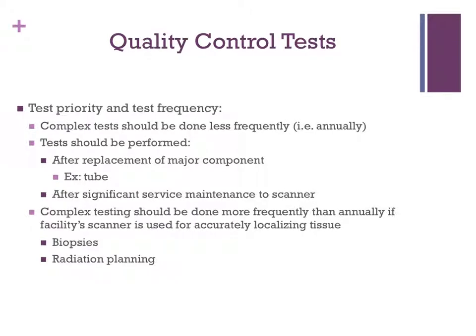Test priority and test frequency. So, as we said on the last slide, it is usually necessary to limit the more complex tests to annual periodic testing frequencies. It is also important to repeat appropriate tests after the replacement of a major component, like an X-ray tube, or after there has been a significant amount of servicing to the scanner. But also, if a facility uses their scanner to largely perform tests that deal with localizing tissues, as in biopsies or radiation planning, then it might be a good idea to increase the frequency of these tests so they are performed more than annually.